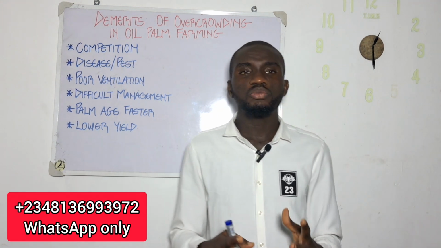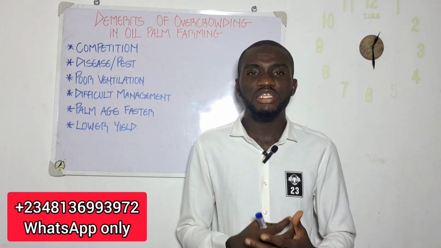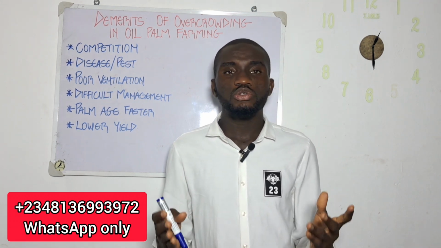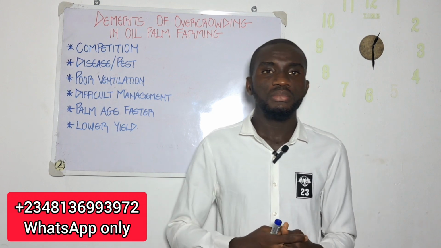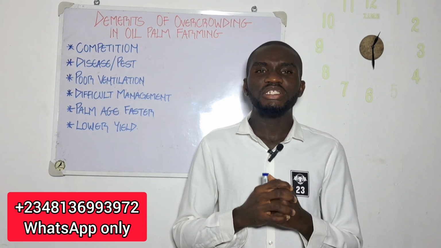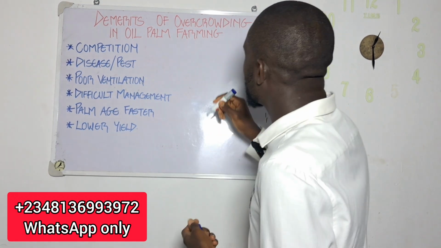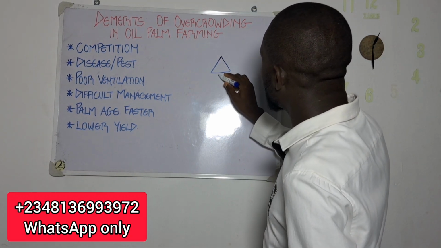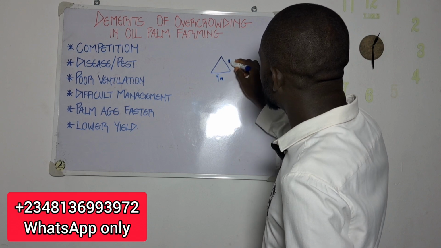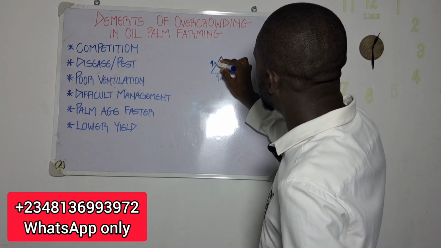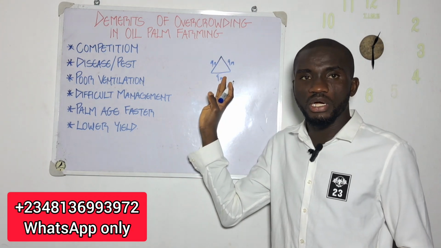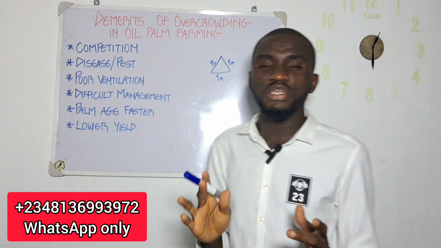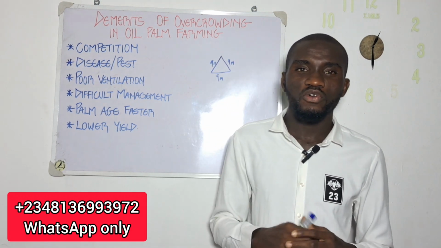On today's episode, we are going to be looking at the demerit, the disadvantage of overcrowding your oil palm plantation. As we all know, the standard spacing for oil palm is 9 meter triangular spacing. This is the standard spacing for oil palm cultivation, and if you follow it, you'll have about 145 trees on a hectare.